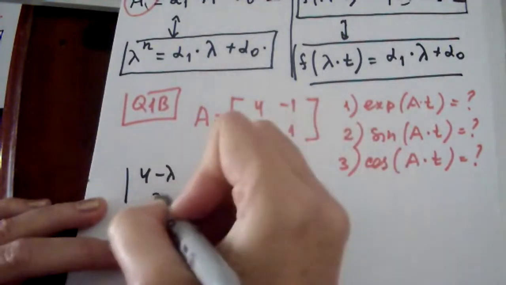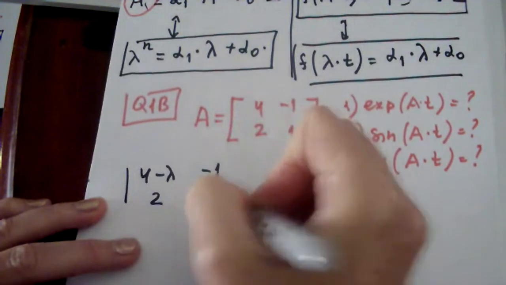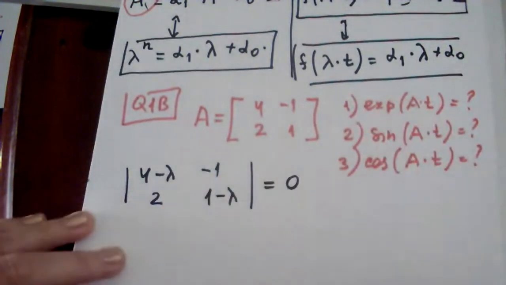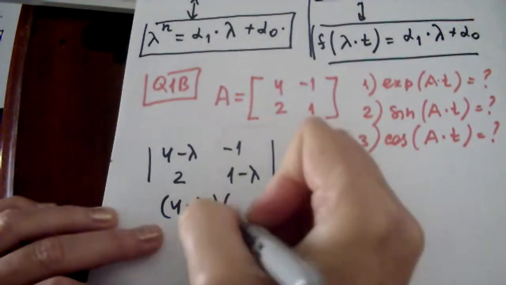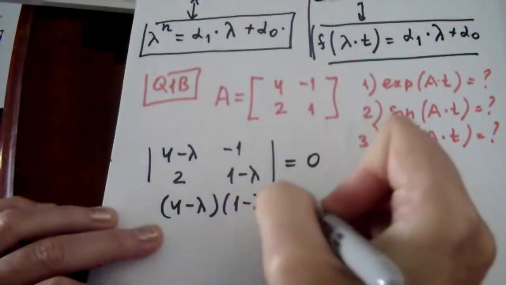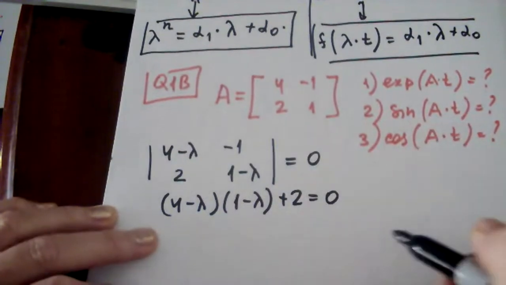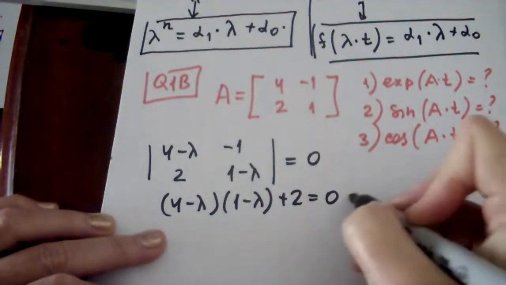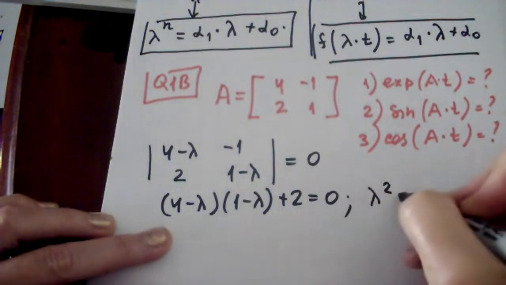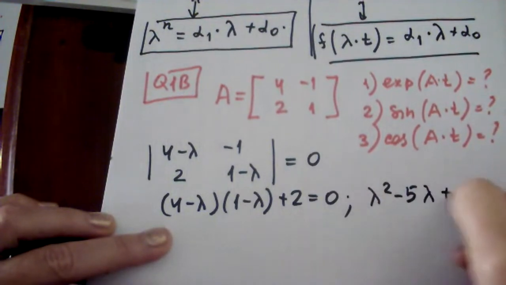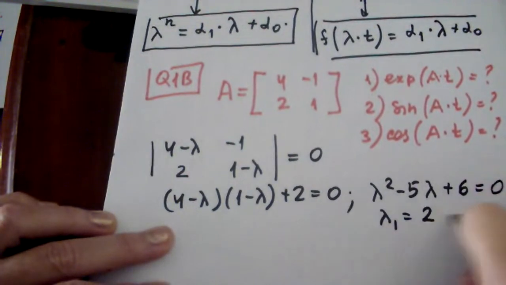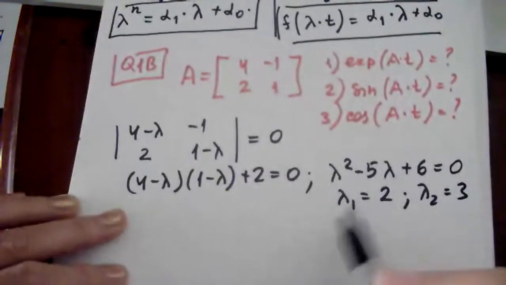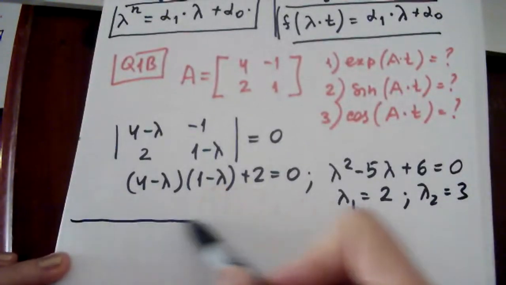So we are subtracting lambdas from diagonal elements and set it equal to zero. 4 minus lambda times 1 minus lambda plus 2 is equal to zero. Then we have lambda squared minus 5 lambda plus 6 is equal to 0. And the roots are 2 and 3. It's very easy just to guess these roots, even without using the formula with the discriminant. Okay, so this has been done.